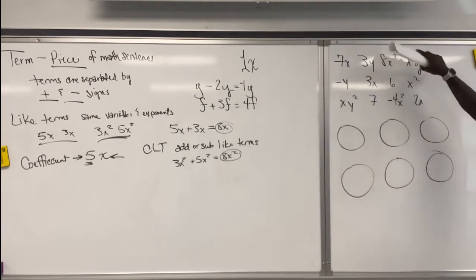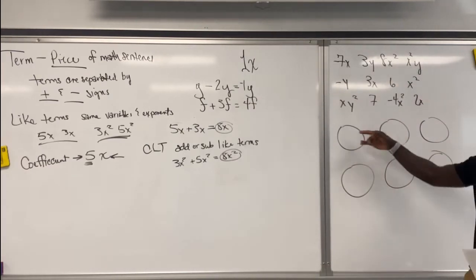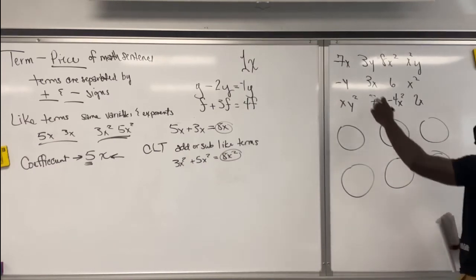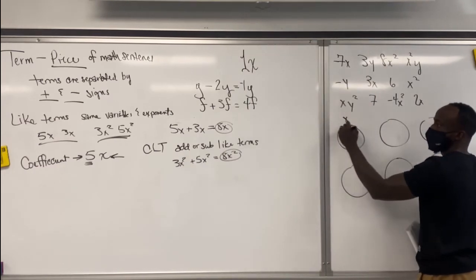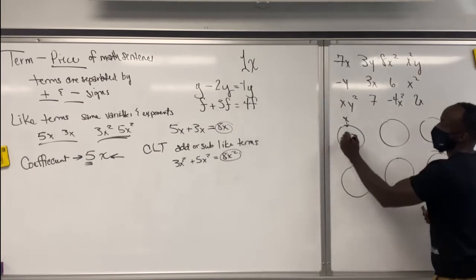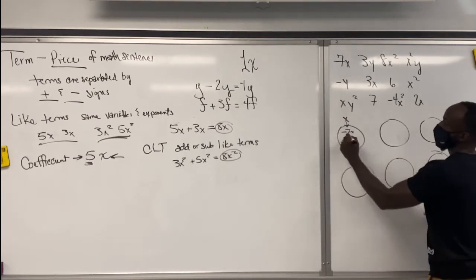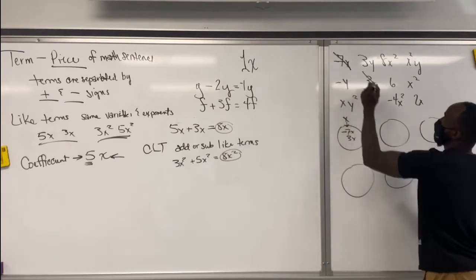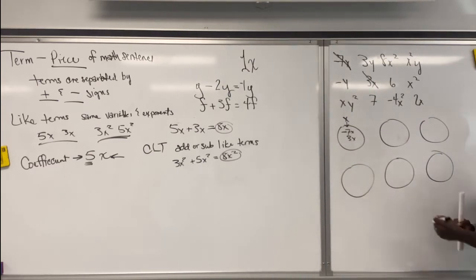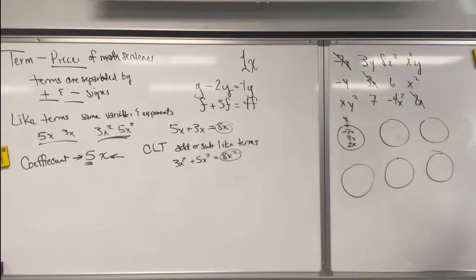Of all of these terms, we're going to identify the like terms and put them together in these circles. So let's start off with x. We're going to put x's in this box. Can anybody identify a term that has x in it? Yes, Marcella. Negative 7x is one. Give me another one. 3x. So we got negative 7x, we got 3x. Any more? 2x. Bam.